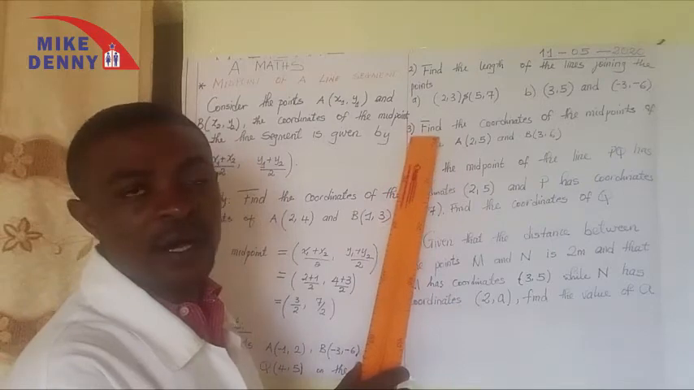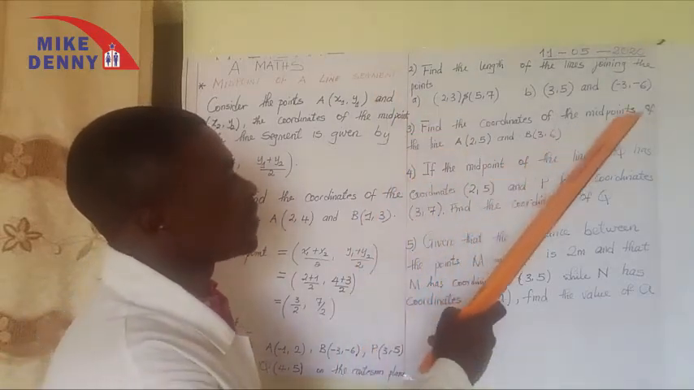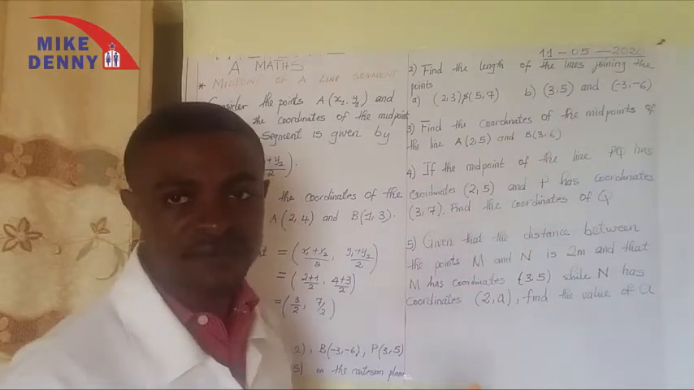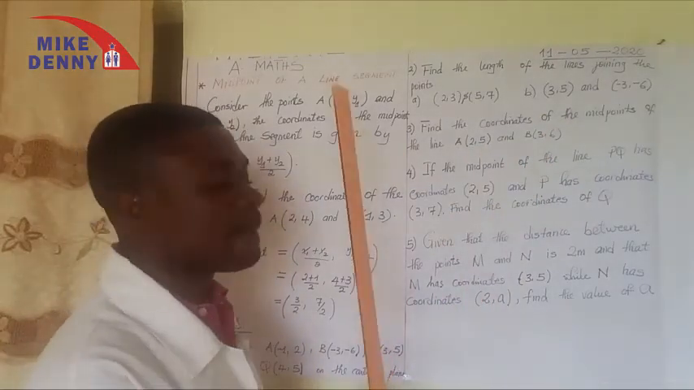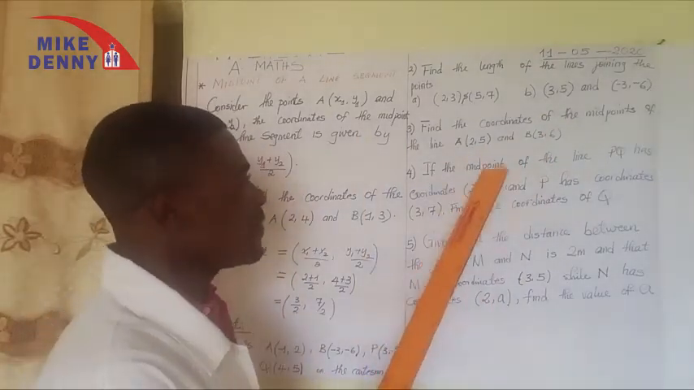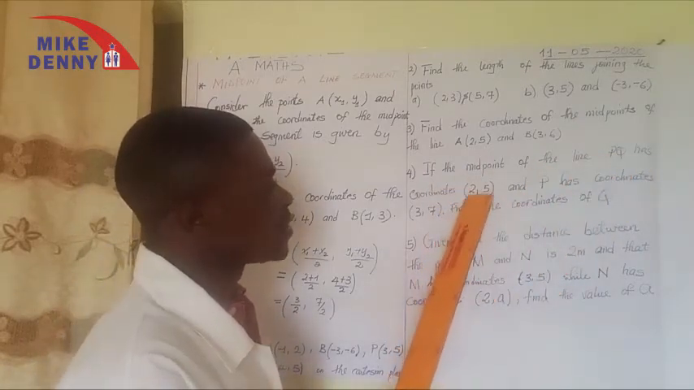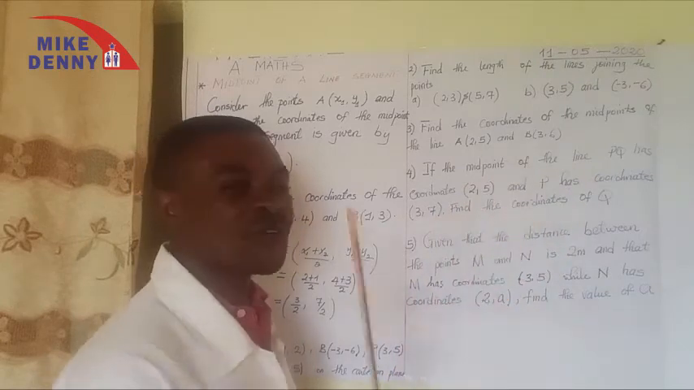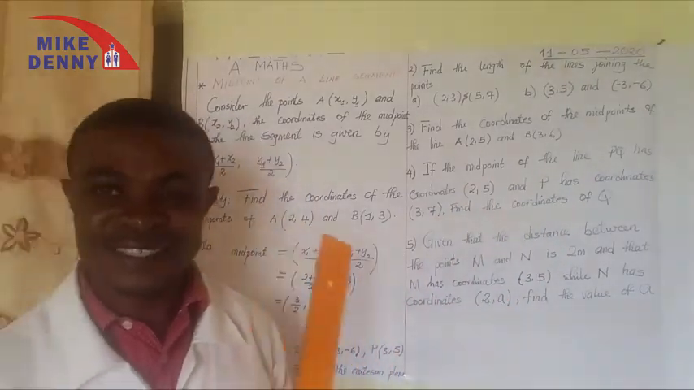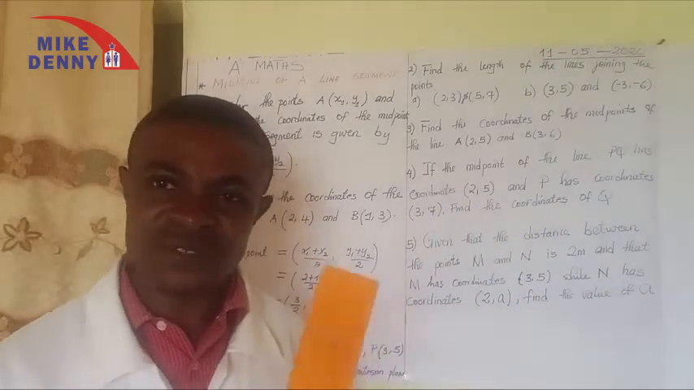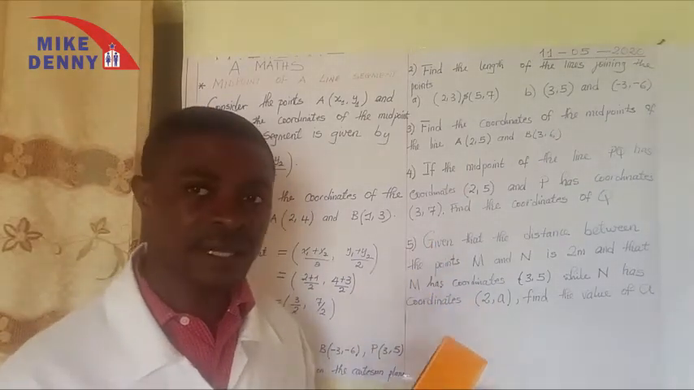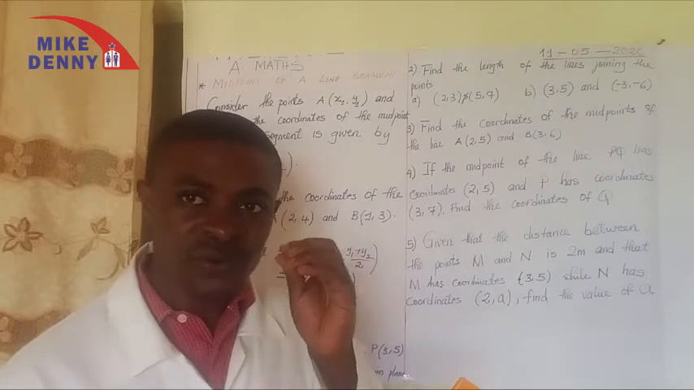Then question number 3: find the coordinates of the midpoint of the line A(2, 5) and B(3, 6). Question number 4: if the midpoint of the line PQ has coordinates (2, 5) and P has coordinates (3, 7), find the coordinates of Q. This one is a nice one. It's a bit technical. Those are the kind of questions we need to be solving in additional maths. It's simple, but you need to reason a bit.